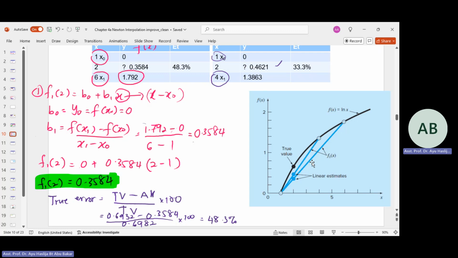As depicted by this figure, when you have 1.4, then 1.6, you can see the two different values for the linear estimation. So this one is approaching the true value.